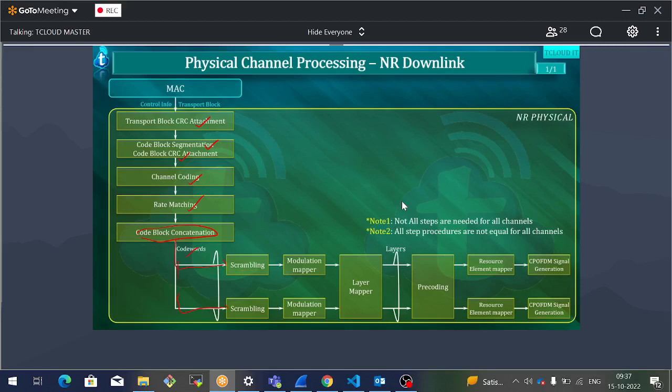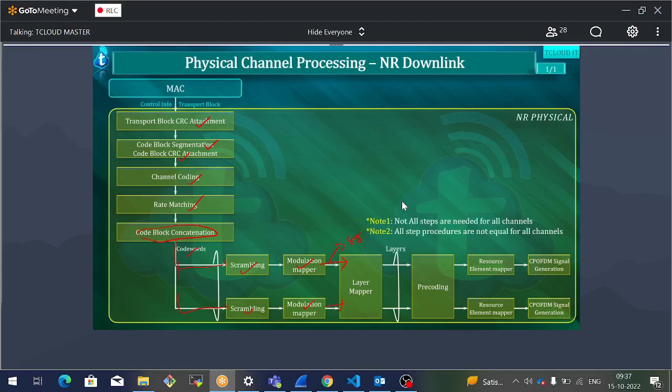Then a scrambling process takes place to scramble the data. Again, the scrambling mechanism is different for different channels and different mechanisms. Then modulation mapping. Depending on the modulation of that particular channel, you might be implementing the corresponding modulation like BPSK, QPSK, etc., and your symbols will come out.